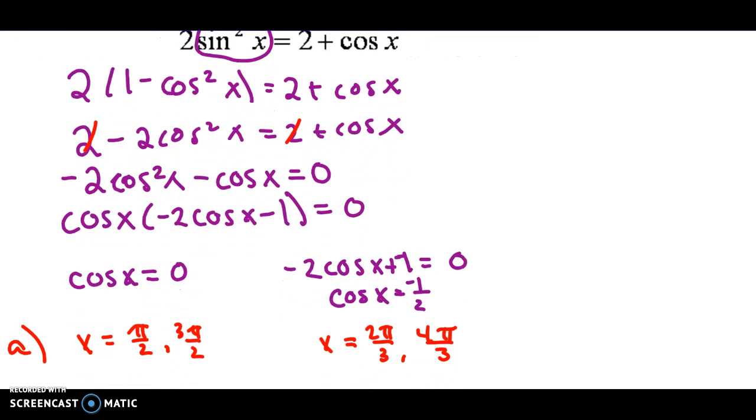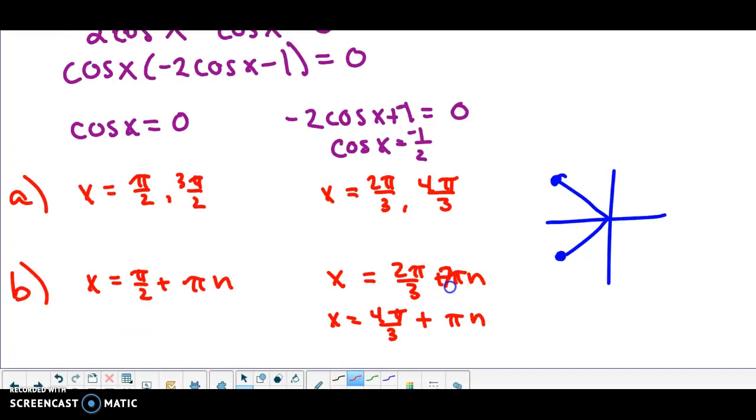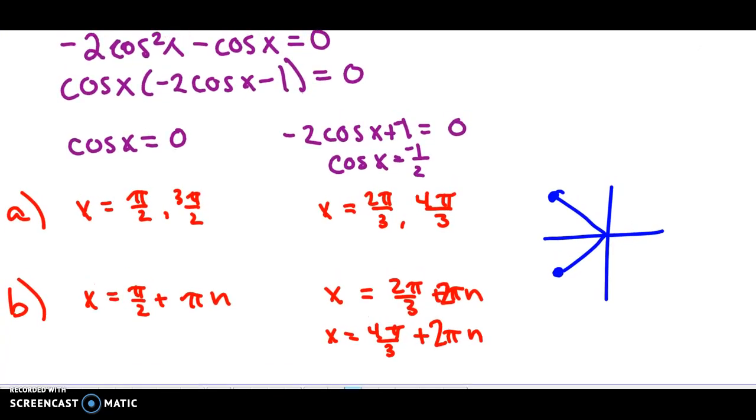So I have 2 cases here. I found their solutions between 0 and 2 pi. Cosine of x is 0 at pi halves and 3 pi halves. Cosine of x is negative 1/2 at 2 pi thirds and 4 pi thirds. Sorry, I meant to put a 2 pi in there. For our general solutions here, I know that these are just pi units away, so I have pi halves plus pi n. For these two, those would be in our second and third quadrant. So I'm going to have 2 pi thirds plus 2 pi n, and then 4 pi thirds plus 2 pi n as well.